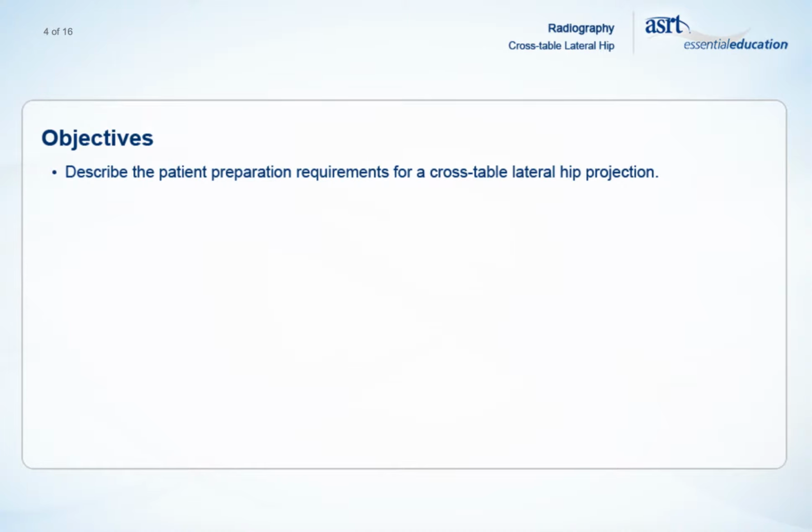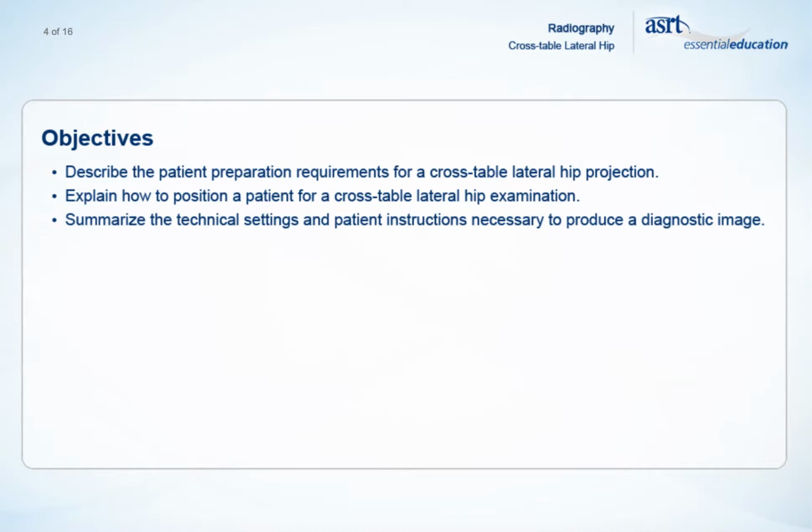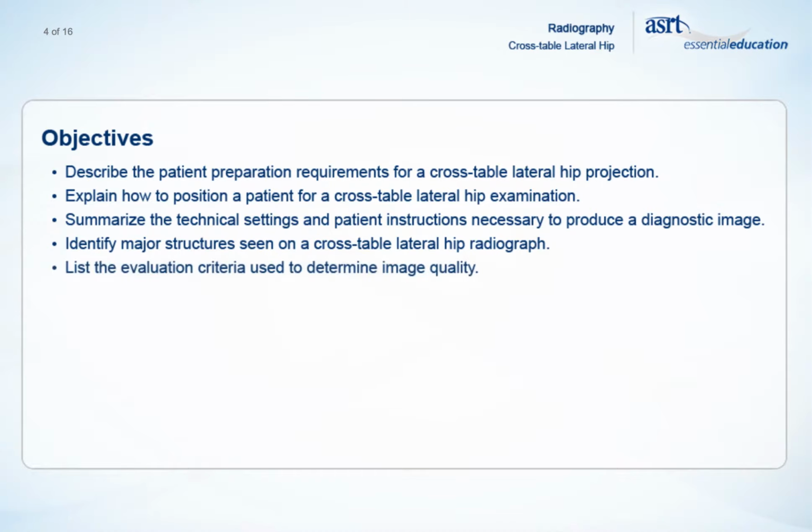After completing this module, you will be able to describe the patient preparation requirements for a cross-table lateral hip projection. Explain how to position a patient for a cross-table lateral hip examination. Summarize the technical settings and patient instructions necessary to produce a diagnostic image. Identify major structures seen on a cross-table lateral hip radiograph. List the evaluation criteria used to determine image quality.